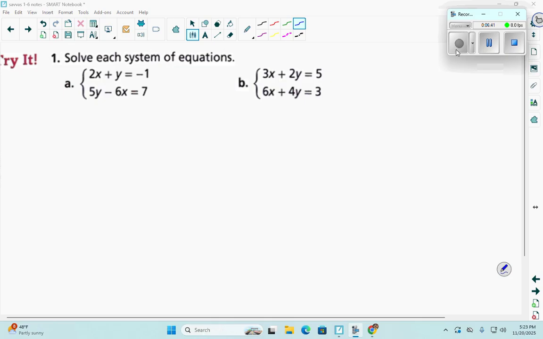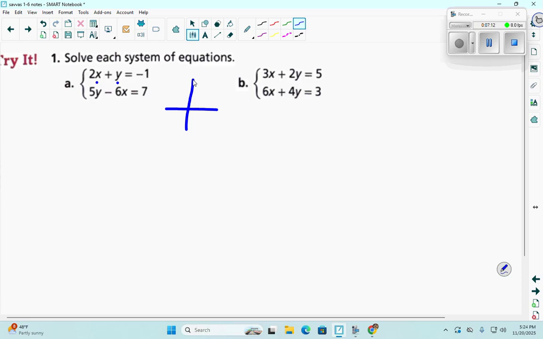So in your workbook, try it number 1. It says solve each system of equations. So notice it doesn't tell you to use substitution, use elimination, or to use graphing, or any of that. So you're just picking the option that stands out to you. If you were to graph it, which I'm not going to take a whole bunch of time on because I've already done it, you can plug in 0 here and solve for y, and plug in 0 for y and solve for x, and then graph it. You could do it that way.